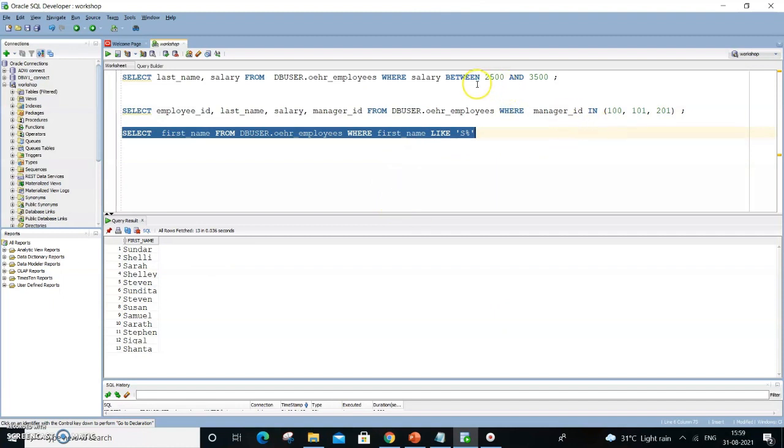So that's about the IN operator, BETWEEN operator, LIKE operator. There is the IS NULL operator. You can always look at it and practice yourself. That will make you much more knowledgeable on SQL as well.